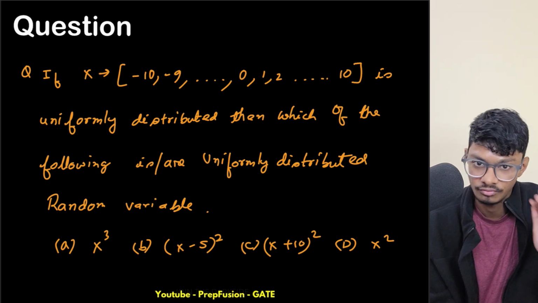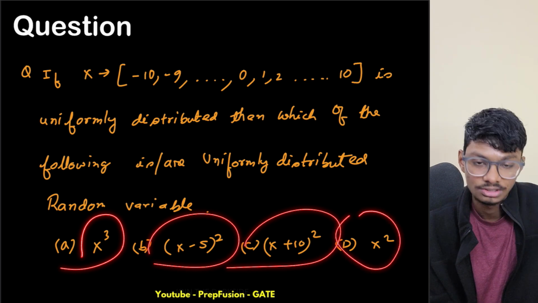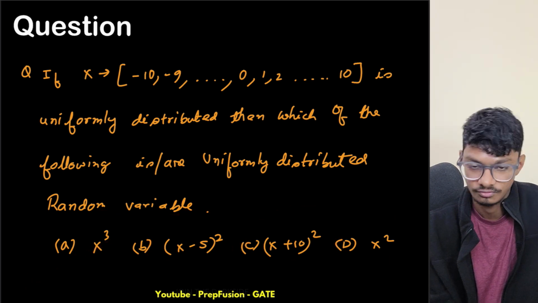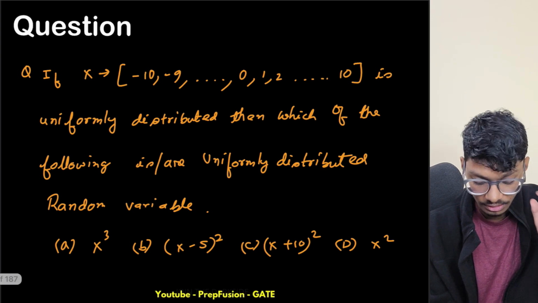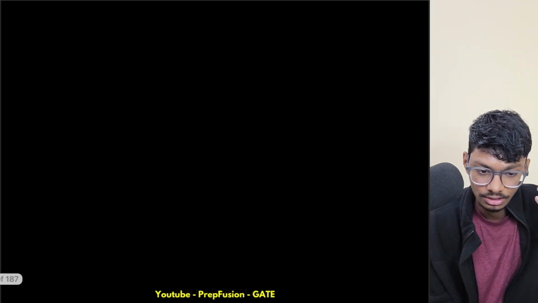Now X is a uniformly distributed random variable. If we do some modifications with X, which of these will remain a random variable and which won't remain one? Sorry, I meant which of these will remain a uniformly distributed random variable. So what is the definition of a uniformly distributed random variable? These are discrete variables, so the probability at each discrete point should be the same. That's why it is called uniformly distributed.